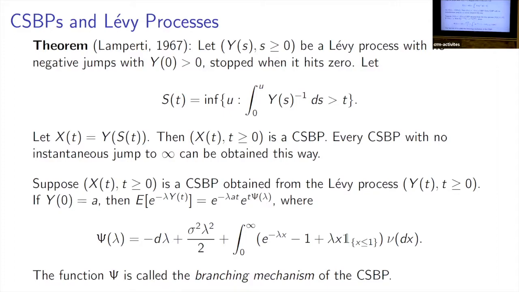Now, suppose X is a continuous state branching process, which is obtained by time changing the Lévy process Y. Well, then we can write the expected value of e to the minus lambda times Y of t in this usual Lévy-Khintchine form, where d is a drift, sigma squared is the variance of a Brownian motion component, and nu is a Lévy measure, which governs the jump rates for the process. And this function psi is called the branching mechanism of the continuous state branching process.